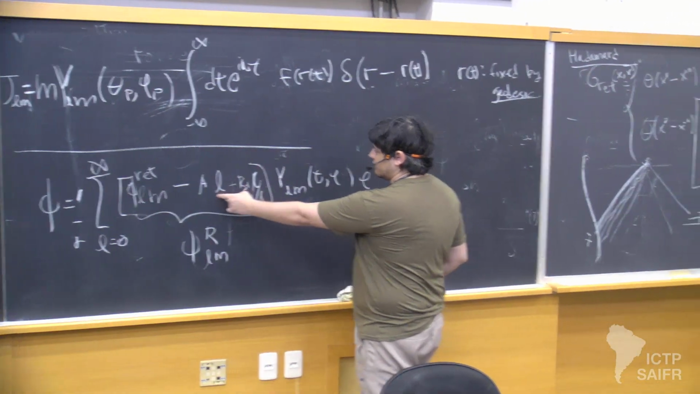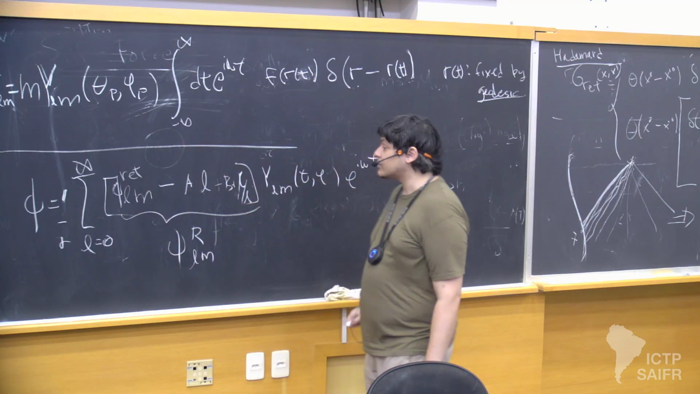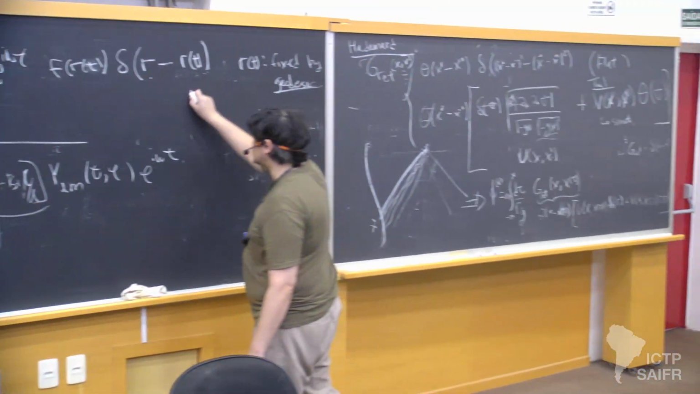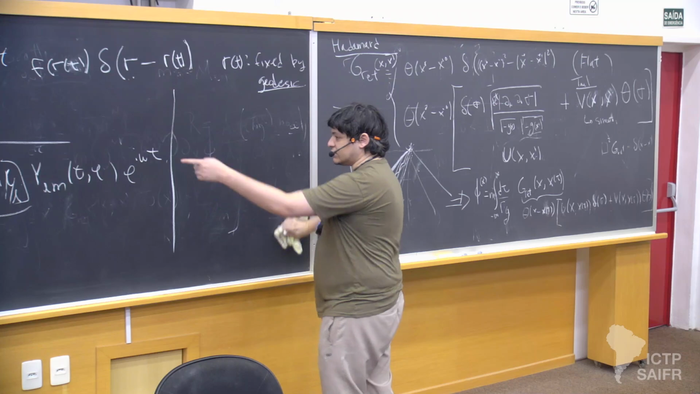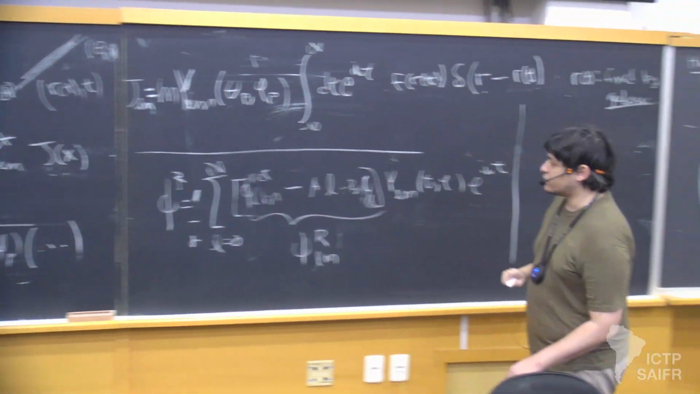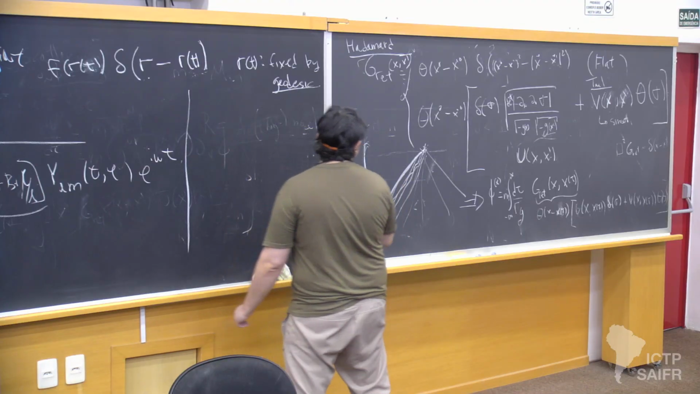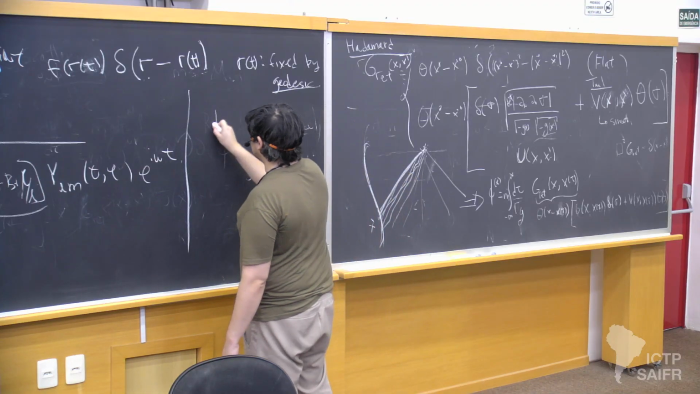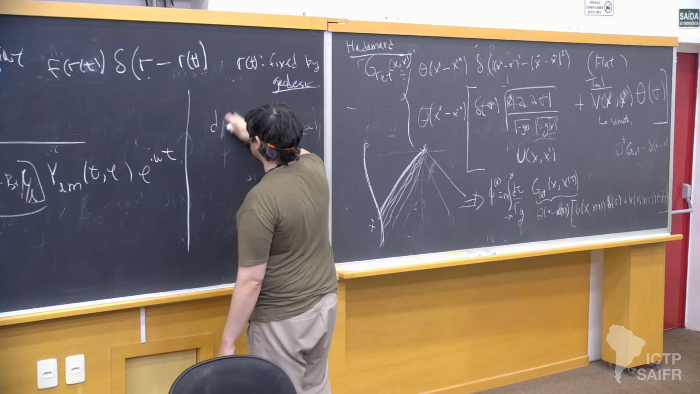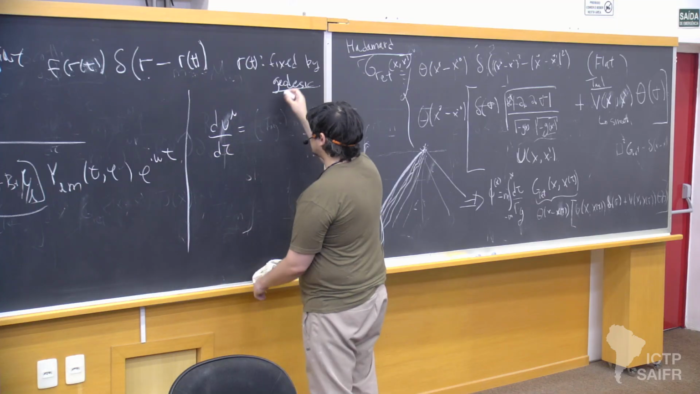But this is exactly what the divergence near the source comes from. And at the end of the day, once you have this phi radiative or regular, you just plug it into your geodesic equation. So it's the mass.